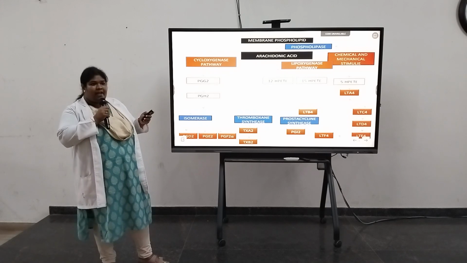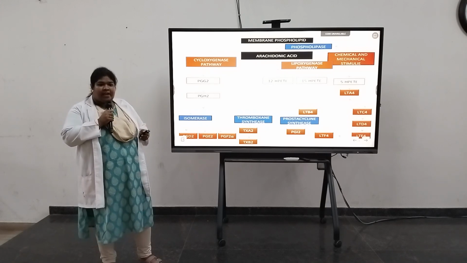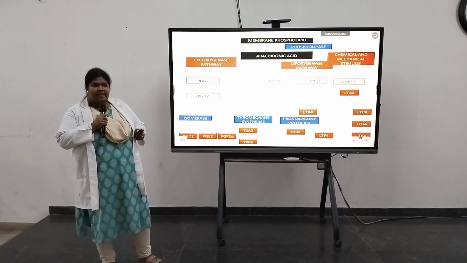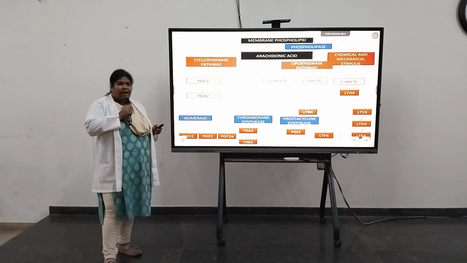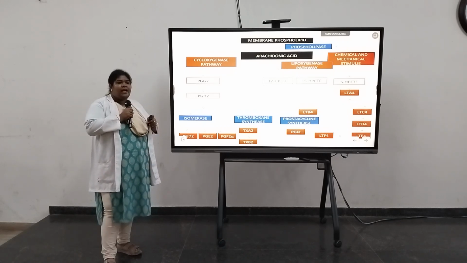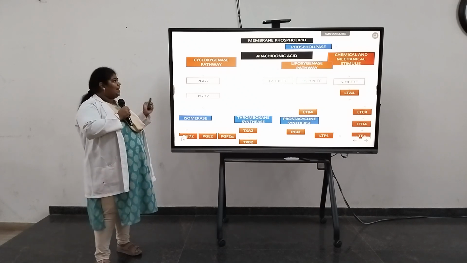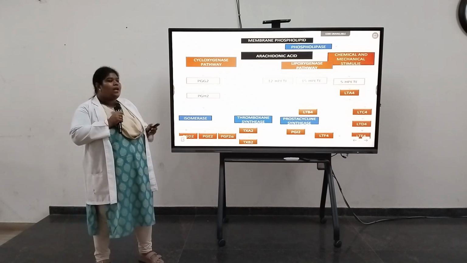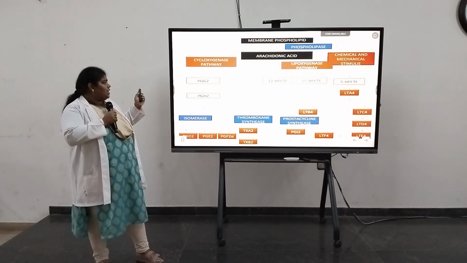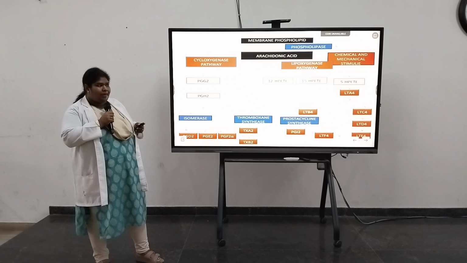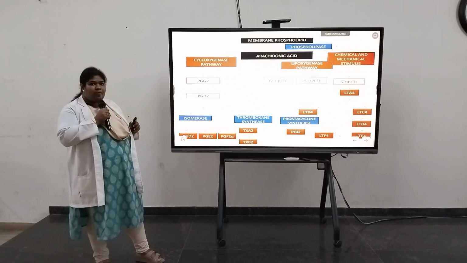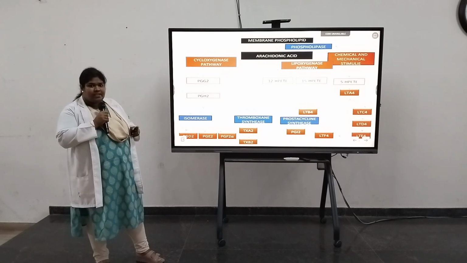So I'm starting from the beginning. Membrane phospholipids will be converted into arachidonic acid with the help of an enzyme called phospholipase A2. Arachidonic acid will be divided into two pathways, the cyclooxygenase pathway and the lipooxygenase pathway. We are mainly concerned with the cyclooxygenase pathway. All your NSAIDs will block this cyclooxygenase enzyme, and from cyclooxygenase all your prostaglandins will be derived. So NSAIDs inhibit prostaglandin synthesis by inhibiting the cyclooxygenase enzyme.